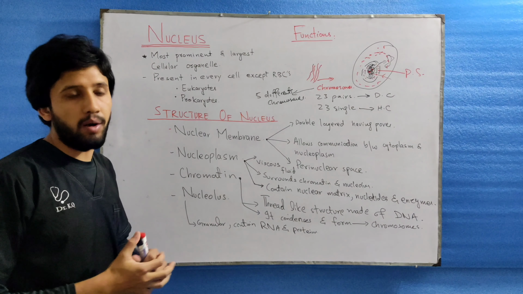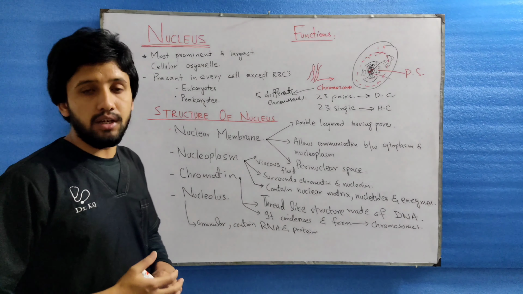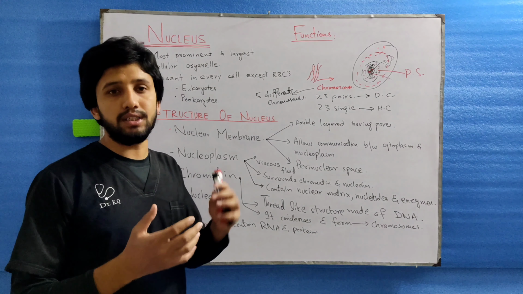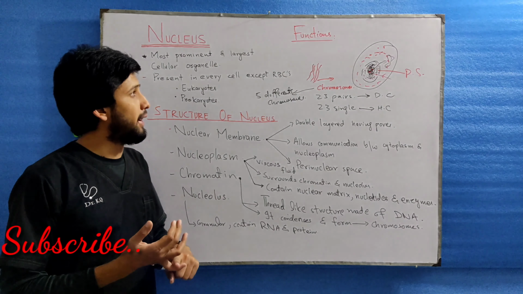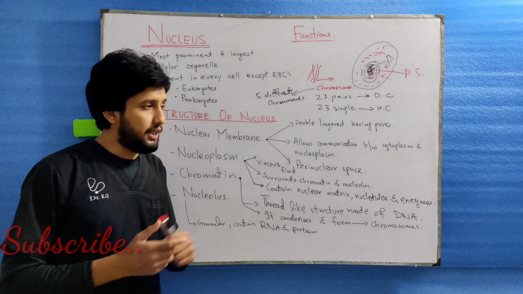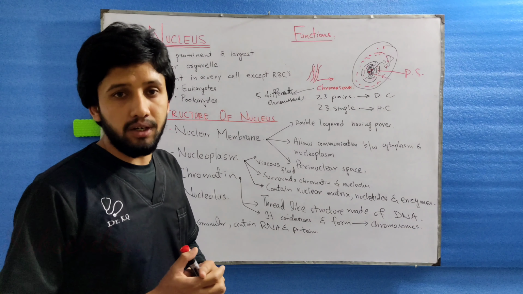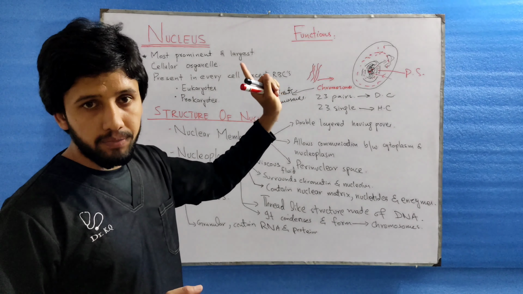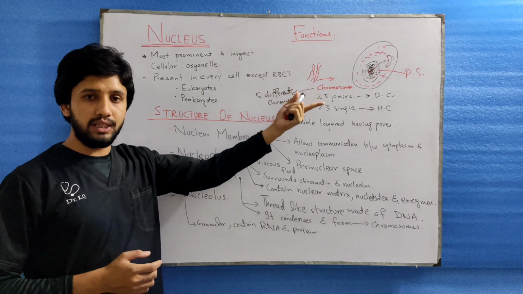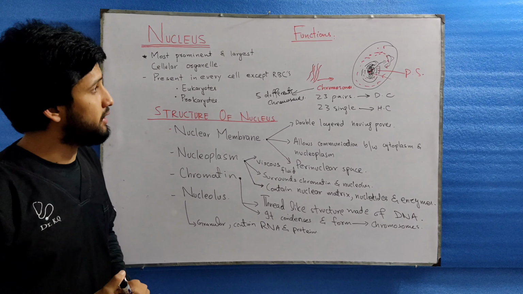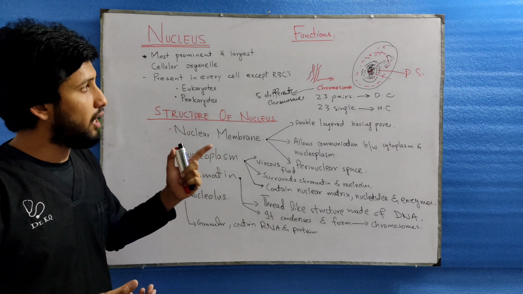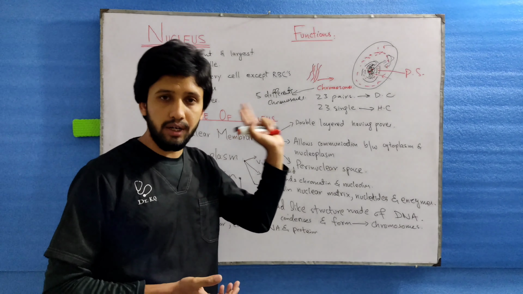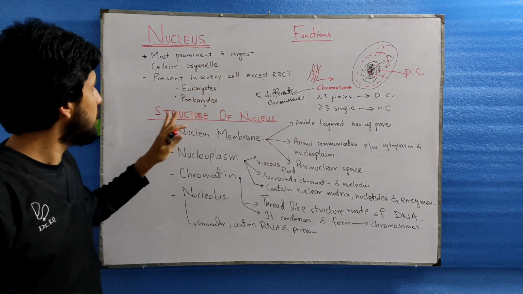What are the functions performed by the nucleus? The nucleus is involved in cell division and in the synthesis of RNA. It carries genetic information or messages through messenger RNA to the endoplasmic reticulum for protein synthesis. The next one is that it also transfers genetic material from one generation to the next. This is all about the nucleus.